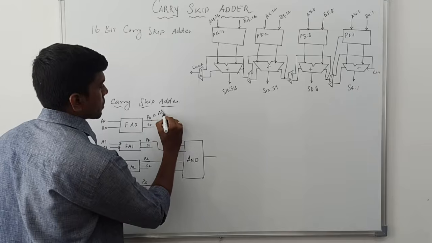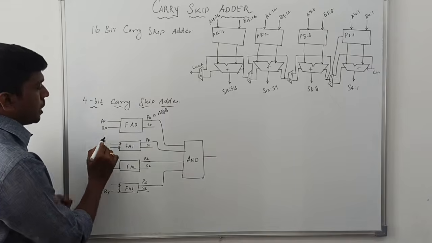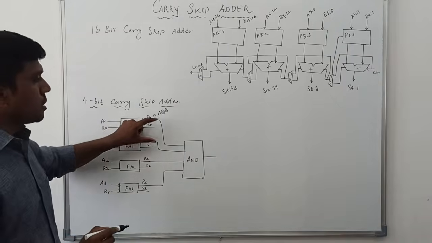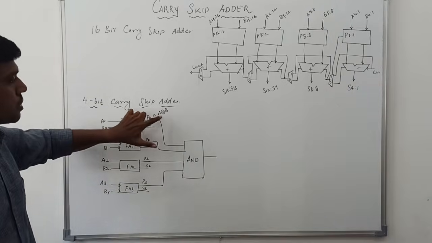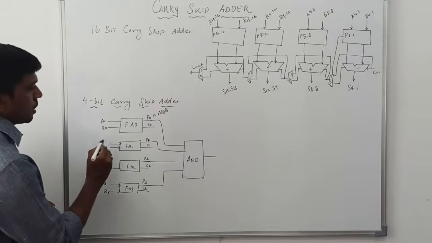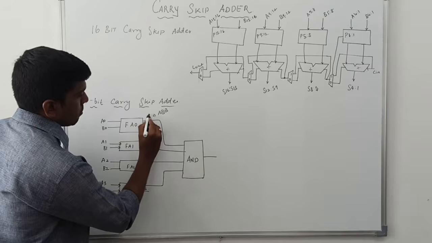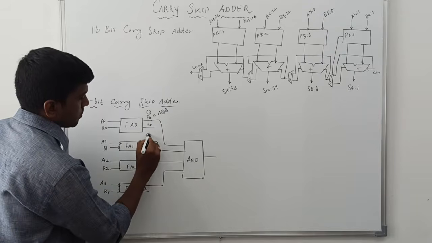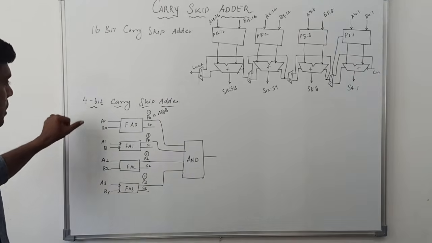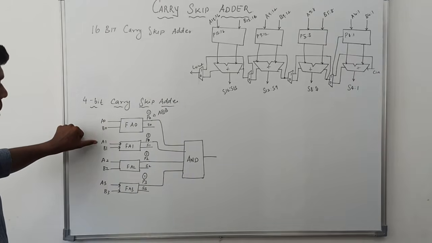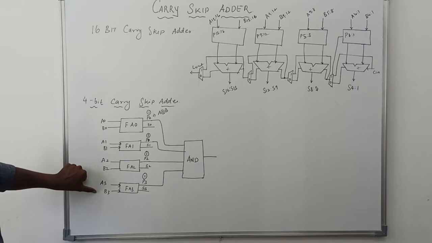The propagate equivalent Boolean expression is the XOR function, A XOR B. When A and B are both the same, the result is 0. When different values are present in A0 and B0, the result of the XOR gate is 1. So here, all the propagate values P0, P1, P2, P3 are said to be 1. In this case A0 is not equal to B0, A1 not equal to B1, A2 not equal to B2, A3 not equal to B3.